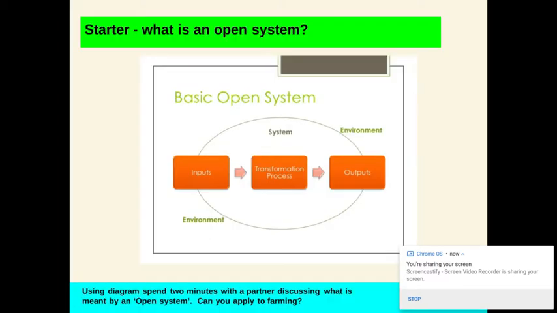Just to start with then, we need to consider the difference between an open system and a closed system. You will have covered this term and idea when you've done the drainage basin. So think about how you can transfer your ideas across from your physical geography to your human geography. What is an open system and why do we think that farming is an open system? So try and apply that concept. Can you please write a few sentences to summarise your discussions in your notes?